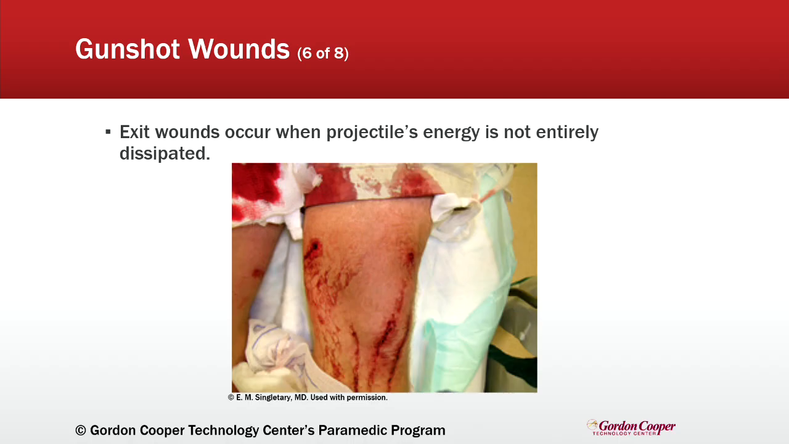Exit wounds happen when a projectile retains enough energy to leave the body. The size of the exit wound is going to depend on how much energy is dissipated as it travels and the degree of cavitation at the exit point. These wounds usually have irregular edges and may be much larger than the entrance wound. Multiple exit wounds can occur if the projectile fragments inside of the body before it passes through.